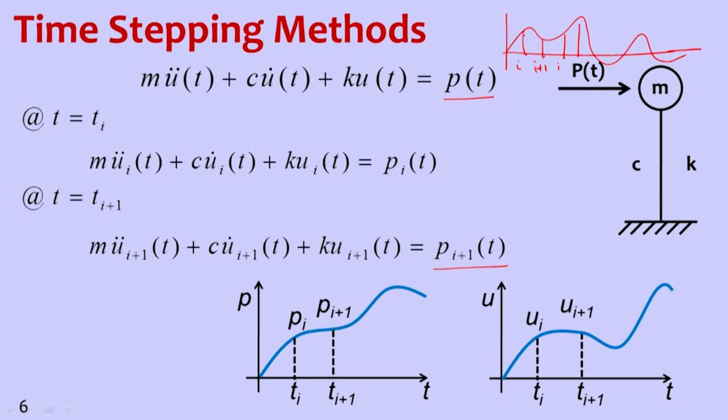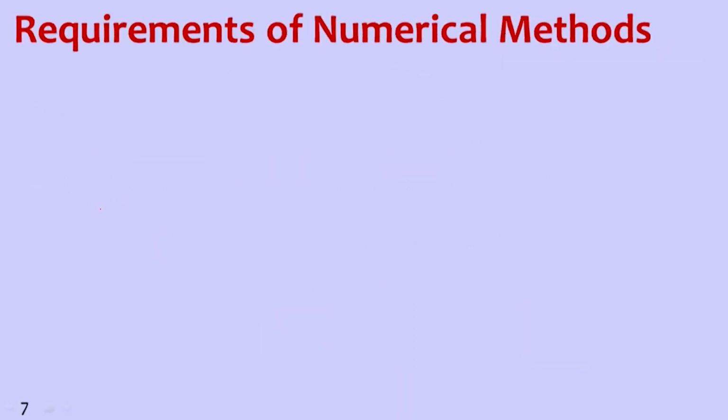So force at this point should correspond to the displacement at i, and displacement at i plus 1 corresponds to force at i plus 1. Here you can see the equation of motion for time t equal to ti, and here the equation of motion for time t equal to ti plus 1. Now how do we solve this? We have written the equation, but how do we solve it?